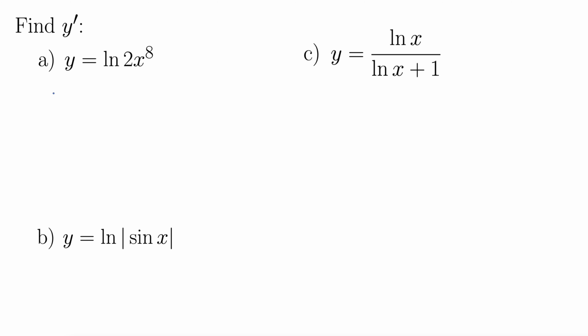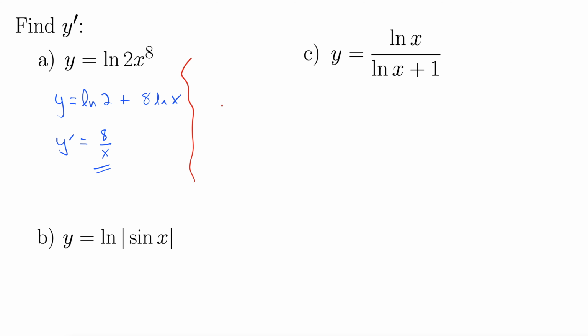The first way is to break it up like so. Let's use the properties of logarithms to break this up as natural log 2 plus 8 natural log x. That's just the properties of logarithms right there. And then we can quickly jump to the derivative. Y prime equals, well the derivative of a constant is 0, so plus 8, and then the derivative of natural log is 1 over x, so that just becomes 8 over x. There we go.